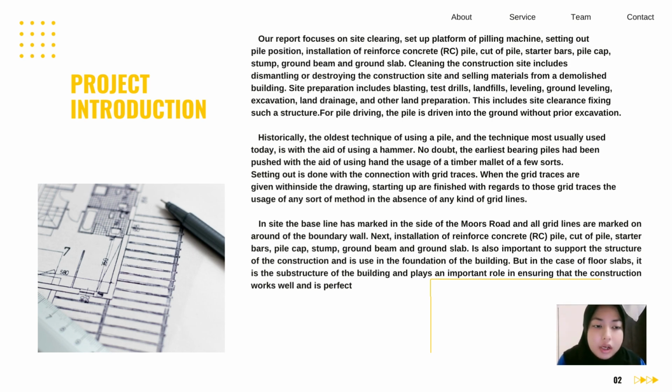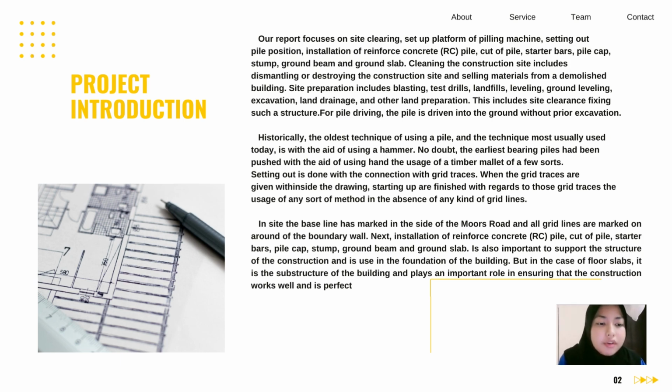Site preparation, installation, testing, test drill, landfills, leveling, ground leveling, excavation, land drainage and other land preparation. This includes site clearance, leaving such as structure for pile driving. The pile is driven into the ground without prior excavation.